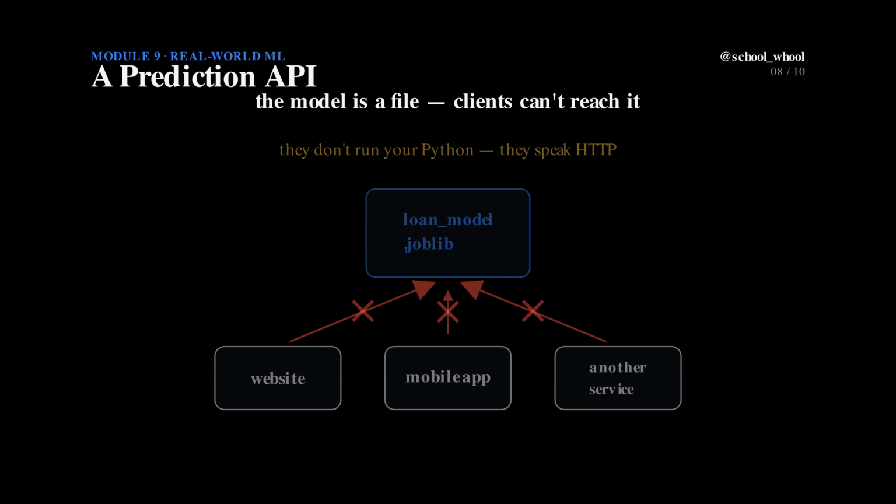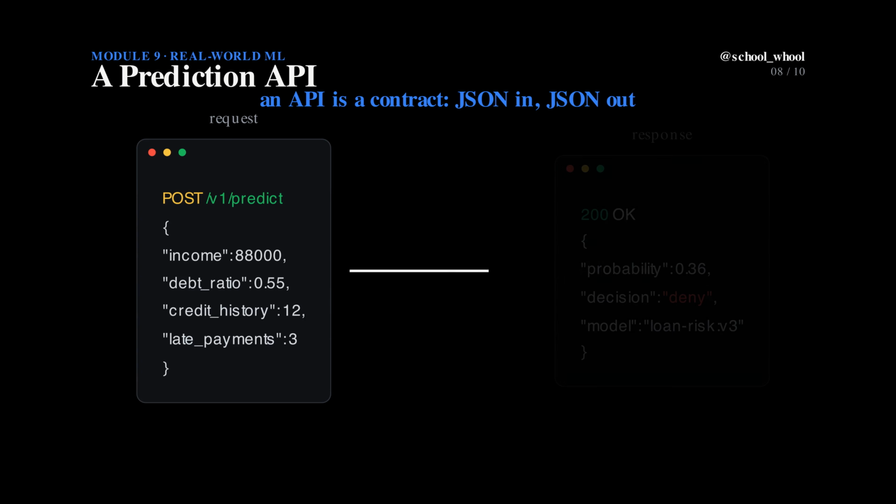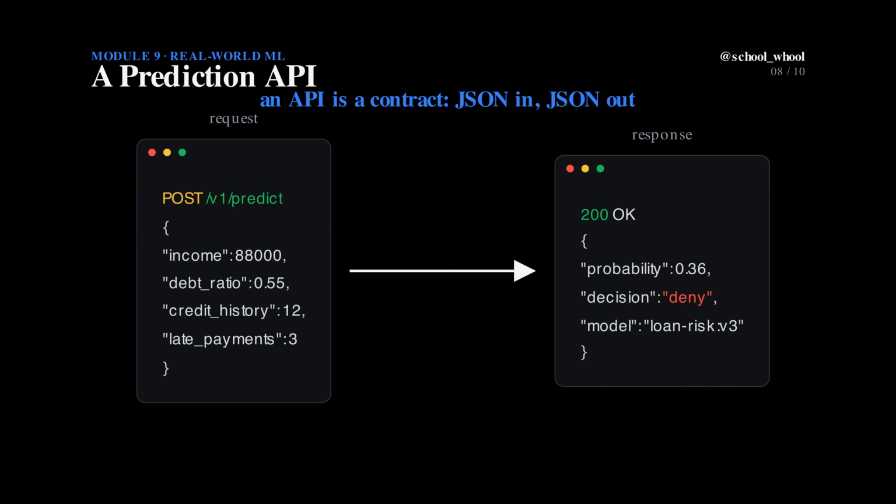So we define a contract. The client sends a request as JSON, the applicant's details. The service sends back a response as JSON, a probability, a decision, and which model answered. That's the whole idea of an API, an agreed shape going in, and an agreed shape coming out, over HTTP.